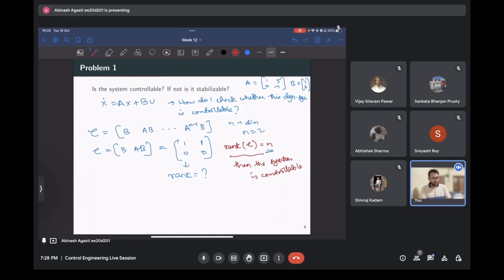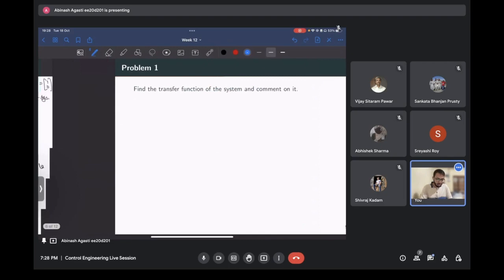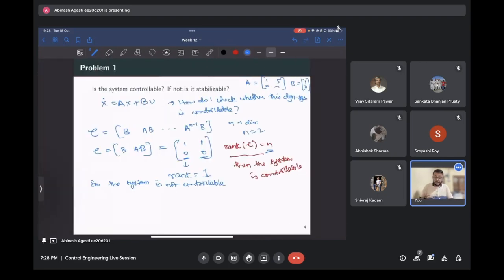But rank is basically defined as the number of independent columns that you have in the matrix, right? And this first column is 1 0, the second column is also 1 0. Clearly, these two columns are not linearly independent. So the rank is not 2, but the rank is 1. Rank of this matrix is 1. So the system is not controllable. Okay. So then this is clear. The system is not controllable.